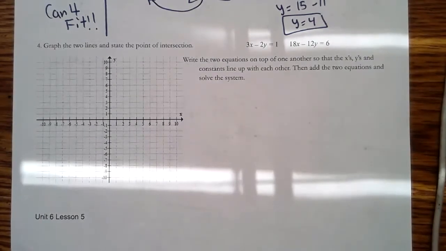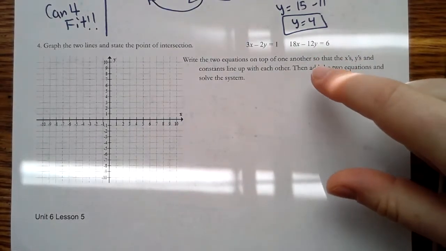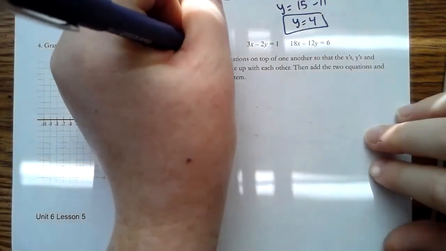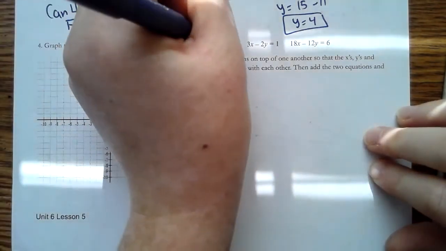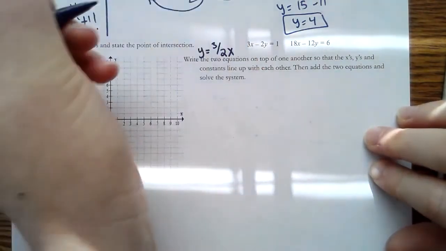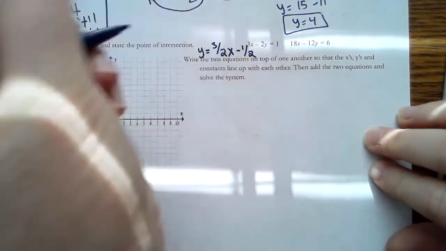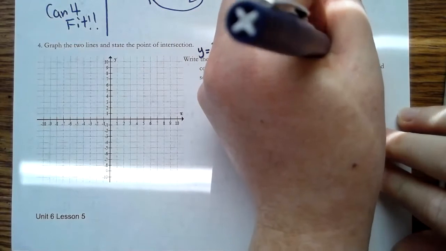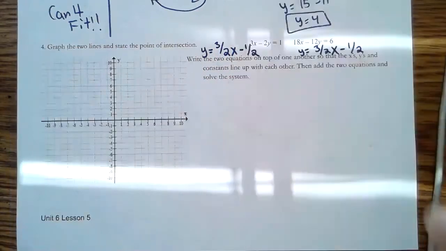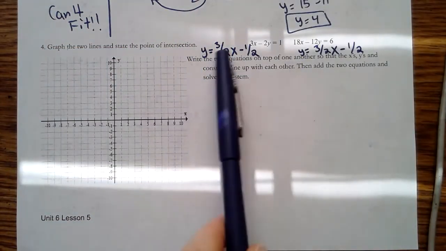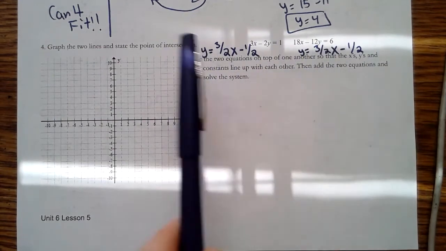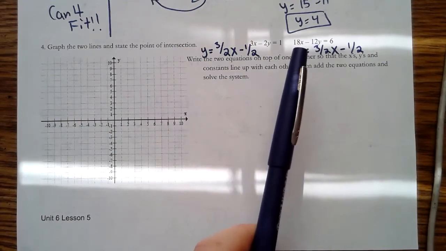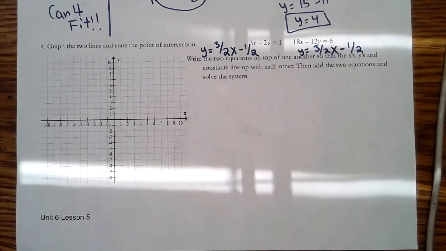Let's start problem 4. I'm going to start by converting these. For the first one, I get y equals 3/2 x minus 1/2. This is gonna be weird to graph again. And the other one I get y equals 3/2 x minus 1/2. If you are struggling with how I did this, obviously I didn't show you my work, go to Unit 6, Lesson 4, Part 2. The warm-up is this.